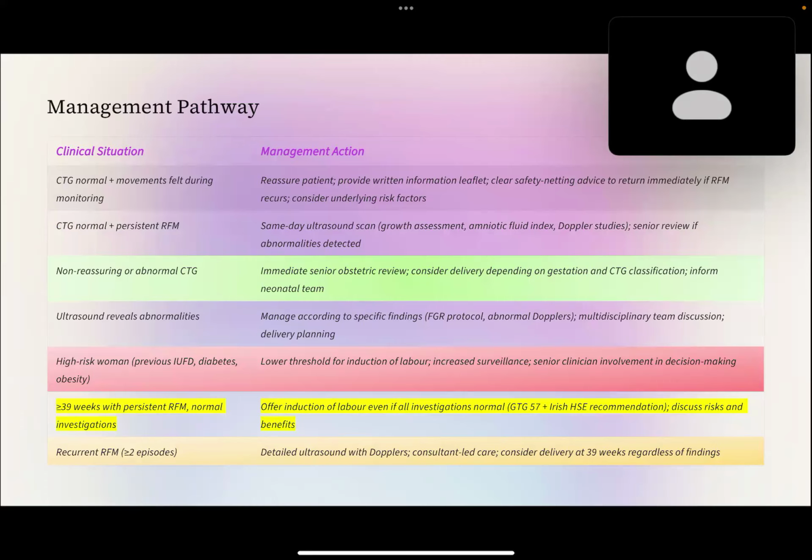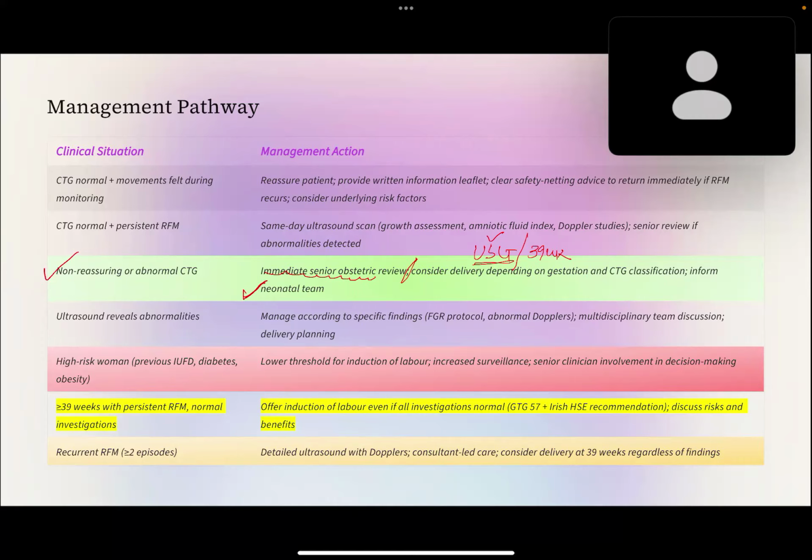Then this is the examiner question. This slide I made for the examiner question. They ask: the patient had an abnormal CTG, what will you do? Immediate senior obstetric review. Involve your senior everywhere. Then you will do the ultrasound. You will do the Bishop score because she's at 39 weeks. You will admit her. With ultrasound, you will exclude any other pathology. If it is normal, 39 weeks, induce her and call the neonatal team.